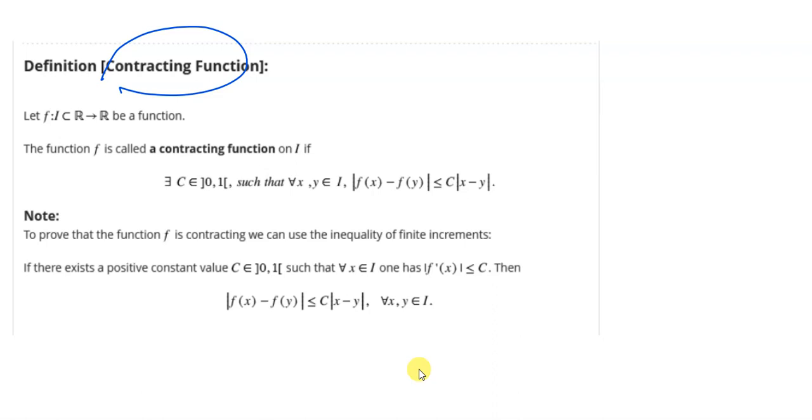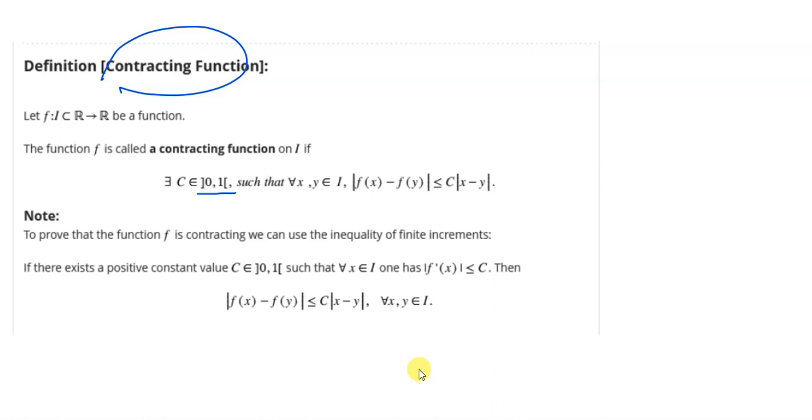The contracting function is a function that is defined by: whatever x and y belong to I, there exists a c that belongs to (0, 1), a value strictly superior than 0 and strictly less than 1, such that whatever x and y, the absolute value of f of x minus f of y is less than or equal to c times the absolute value of x minus y.